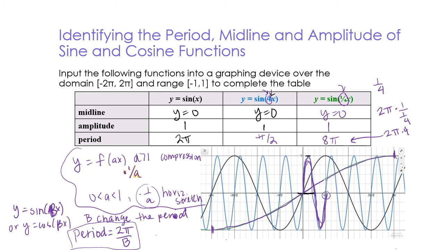So for example, if I had y equals the sine of 3x, and I needed to find the period, the period equals 2 pi divided by b. That b value is 3, so the period is going to be 2 pi over 3.